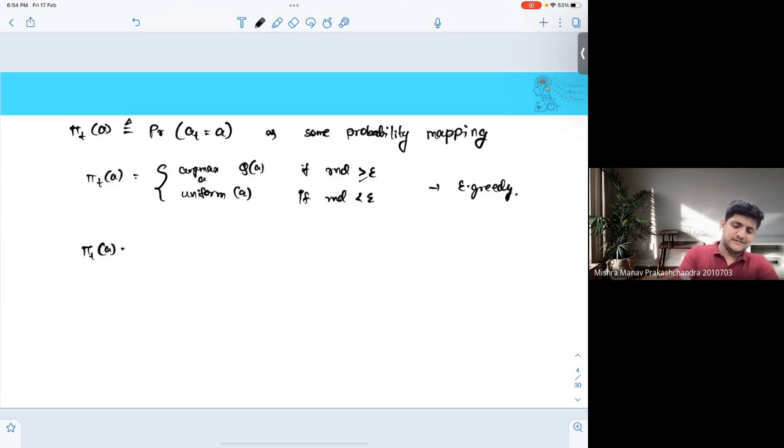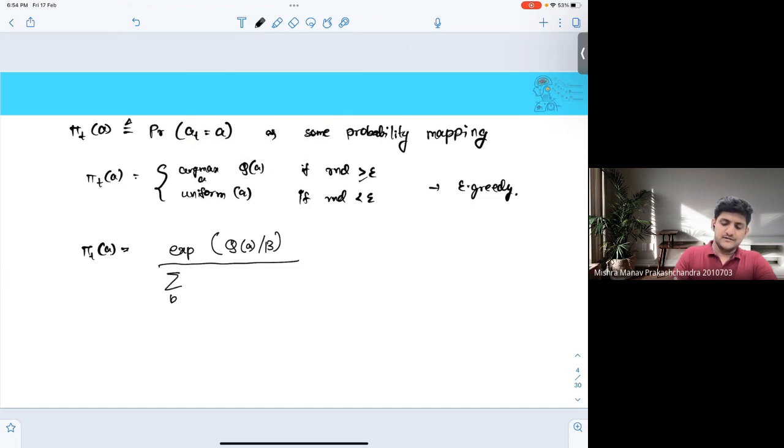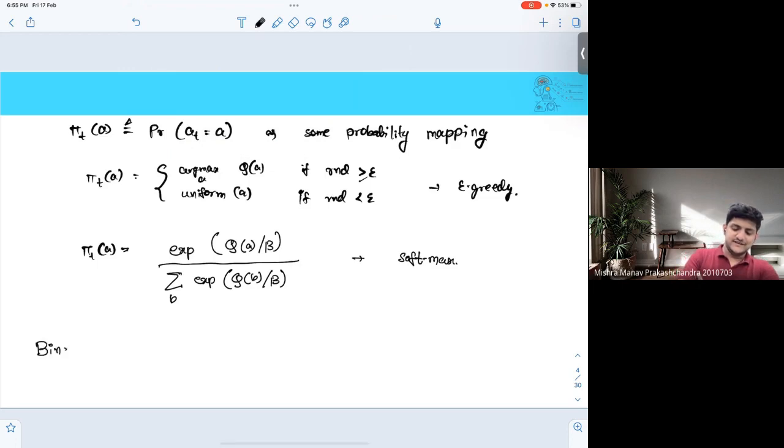For softmax, this is like exp q of A by beta divided by sum of all the b's exponential of q of B by beta. Okay, this is the softmax method. Okay, so now we'll take a very simplistic example. So we are dealing with something known as binary bandits. Okay.